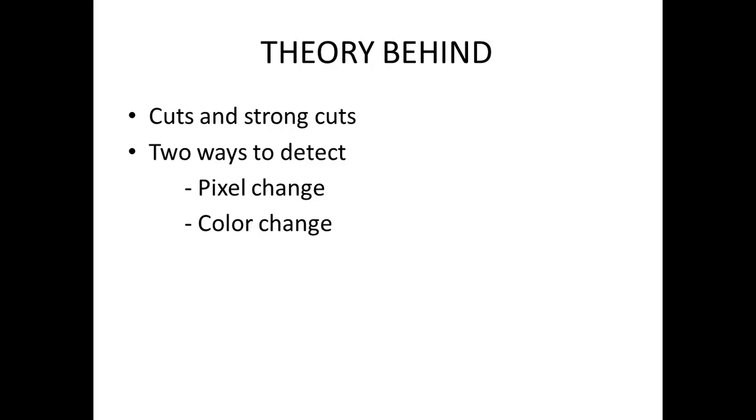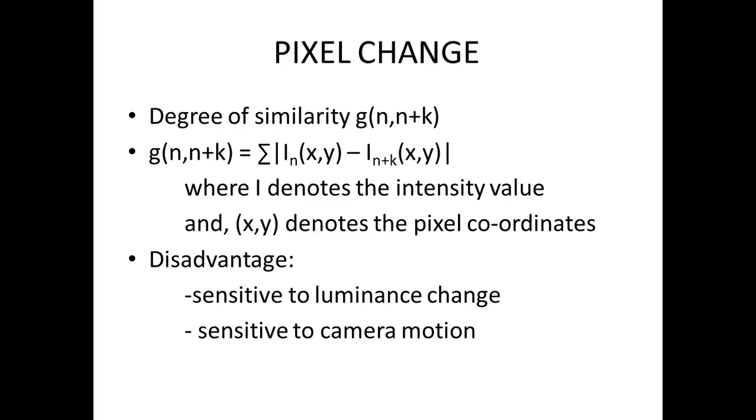One is cuts and the other is strong cuts. Cuts is basically the number of scene changes or shot changes in a minute, and strong cuts is the same as cuts but with a higher threshold for dissimilarity. We can find the dissimilarity or the similarity in two ways: one is the pixel change and the other is the color change. In the pixel change, we take the pixel intensity in one frame and compare it with the same pixel in the next frame, and if the difference is high, we say that there is a pixel change. The measure of similarity can be found by this parameter and is given by this formula.